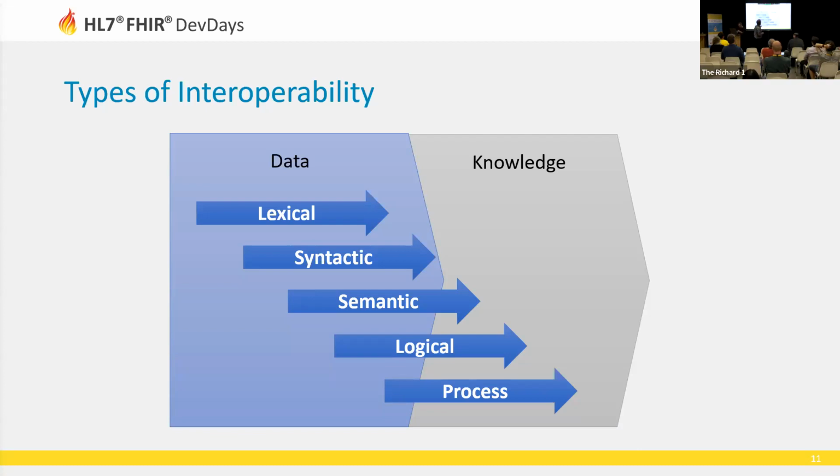So process interoperability builds on that to say now that I can share expressions, I can start to share workflows and actual processes. CQL focuses on logical interoperability and assumes and asserts semantic interoperability from the layers below.